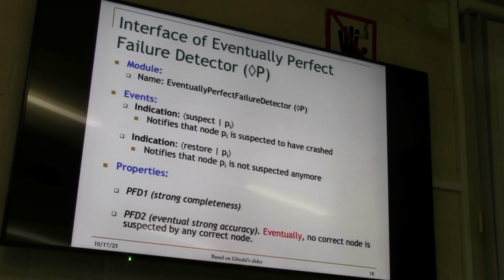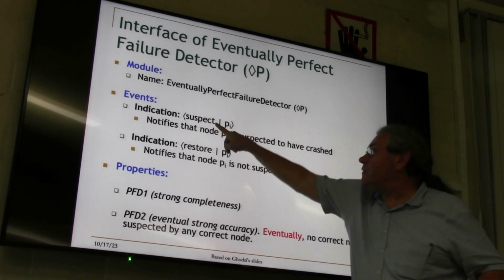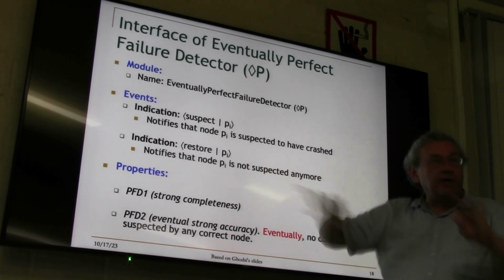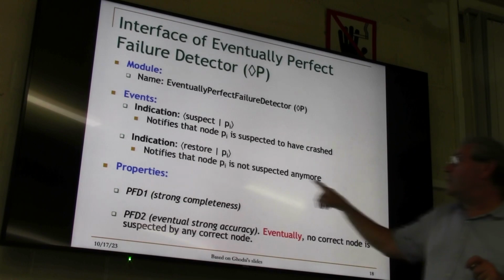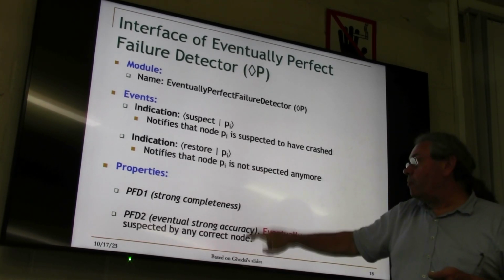What about the eventually perfect? Now this one is a little bit more subtle, because here we don't know the bounds. Now remember, we don't know. And the interface is more complicated. We have two possible events, suspect and restore. Either it suspects the node to have crashed, or it says, no, it corrects the mistake. It does not suspect anymore. Okay? And it has two properties.